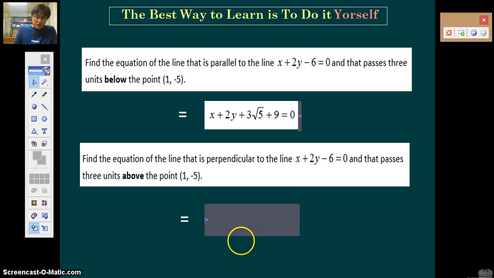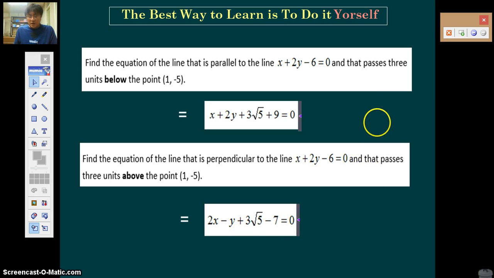Anyway, the answers are these 2. Try this on your own, check if you can arrive at these answers.